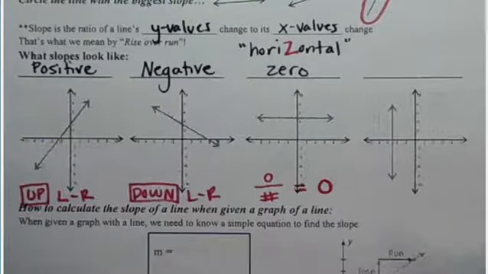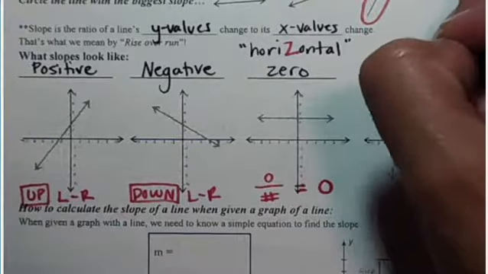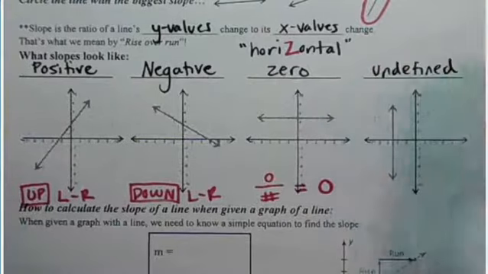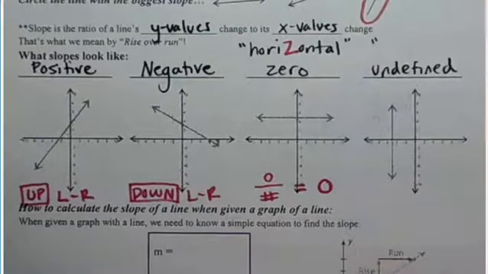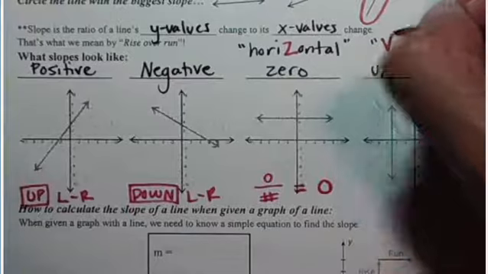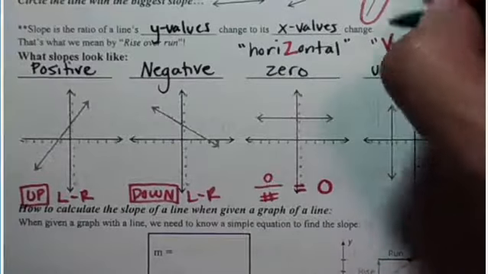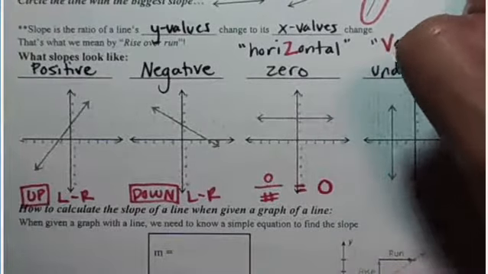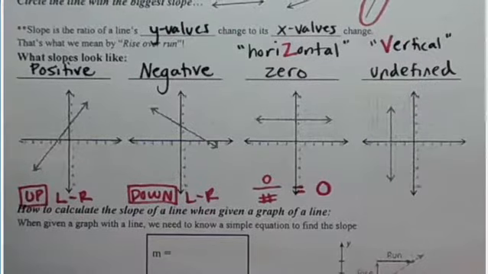Okay, and then the last one, this vertical line, is an undefined slope. And one way that helps me remember an undefined slope is that this is a vertical line, so I'm going to make a capital V. And the vertical, or the V in vertical, looks a lot like a U sometimes when I write it fast. So that's what helps me remember. An undefined slope is a vertical line.